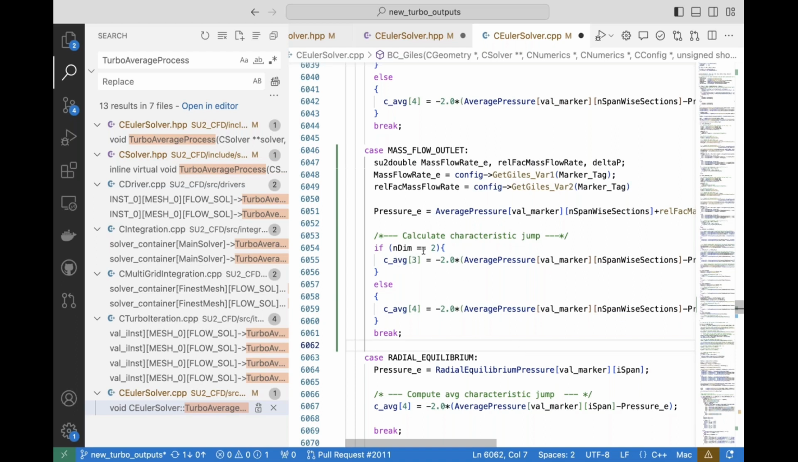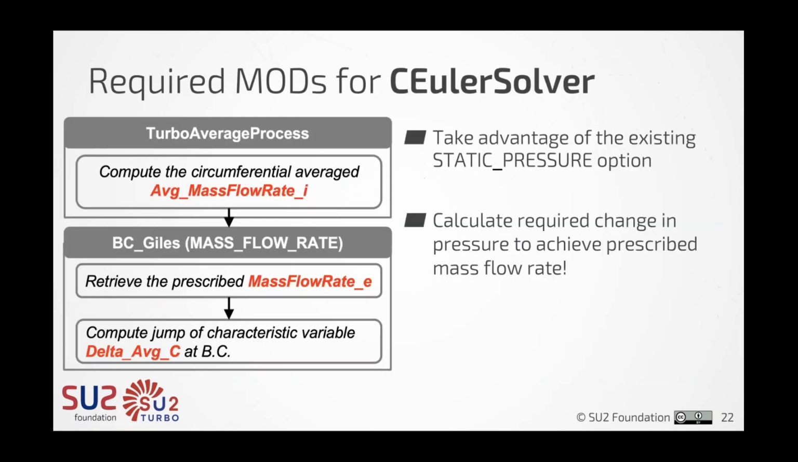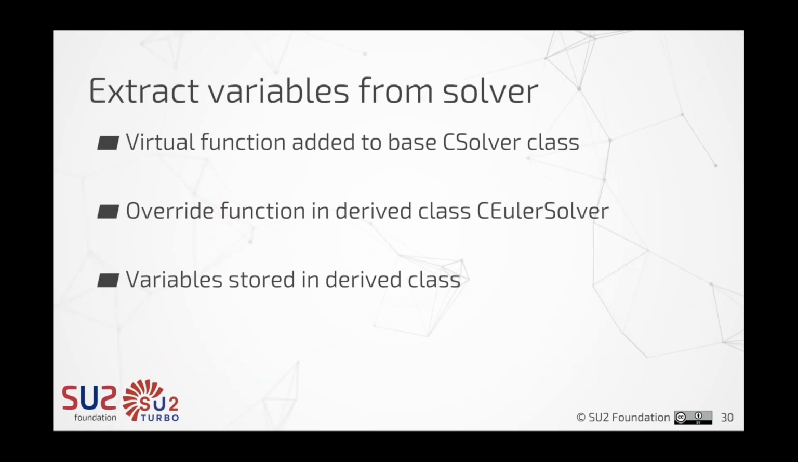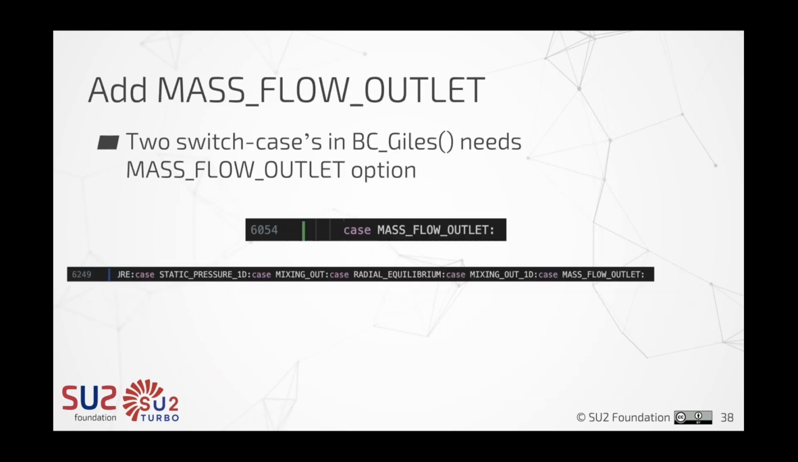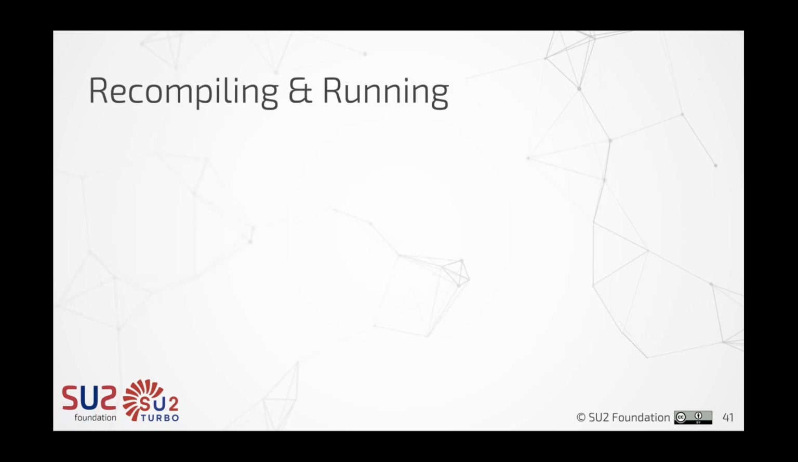You'll notice here that there's a difference for a two-dimensional case and a three-dimensional case, and that's the number of characteristic variables. In a two-dimensional case, you only have 3, and in a three-dimensional case, you have 4. So we need to make a little distinction there to assign to the correct value C. Okay, so we've done this. Let's go back to where we were. So we've added that, calculated a characteristic jump. This has got the more advanced method. And now we just need to recompile.